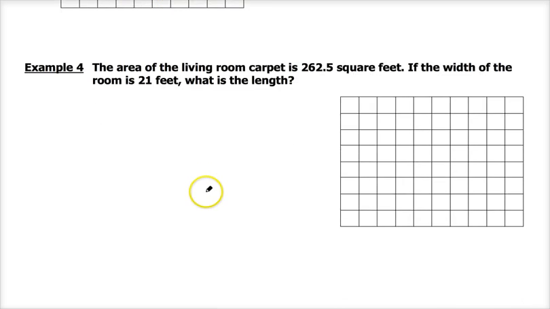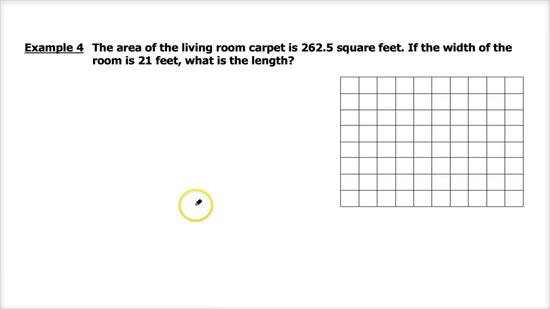Okay, one more division problem, and this is going to be a word problem. It says the area of the living room carpet is 262.5 square feet. If the width of the room is 21 feet, what is the length?